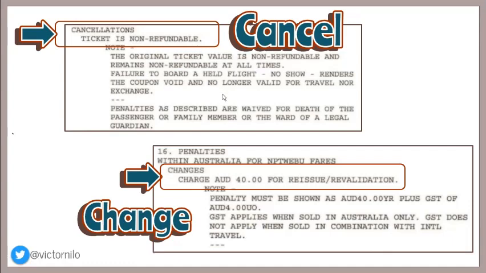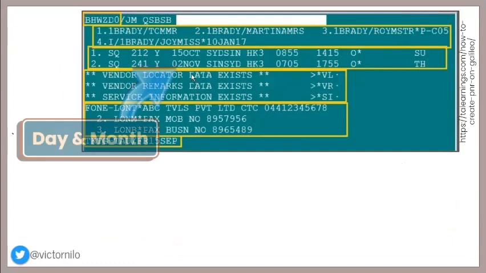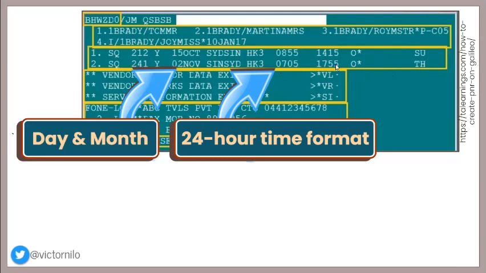The dates of travel are of course included in the flight information. Travel agents should know the abbreviation of the months and days, as well as the 24-hour time format and time zone. A month is abbreviated using its first 3 letters. In the example, the outbound flight is on Sunday, October 15 that will depart at 0855 hours or 8:55 a.m.